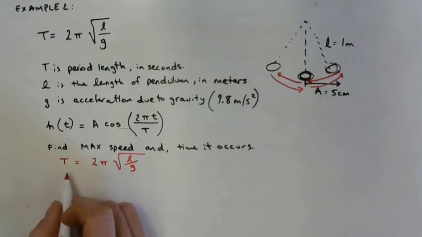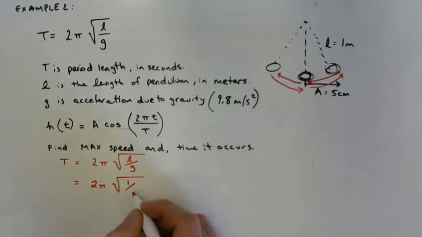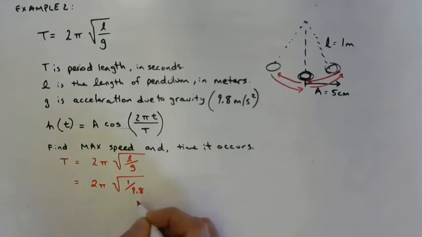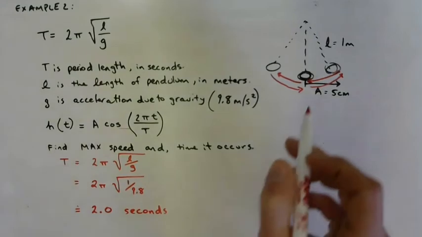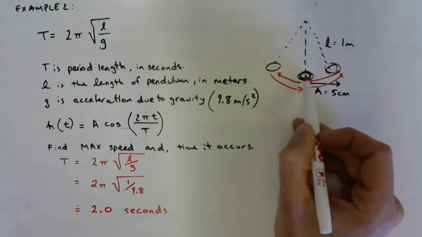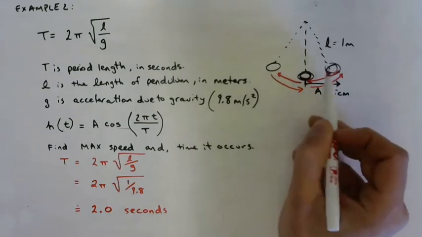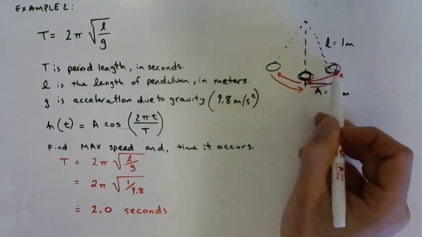So period length equals 2 pi radical 1 over 9.8. And we'll click that away in our calculator, and you get approximately 2.0. So the period length of our pendulum is approximately 2.0 seconds, which means for it to get from its rest position all the way to the right, all the way to the left, and back to its rest is 2 seconds. Or to go from a max all the way to its next zero and back again, 2 seconds.